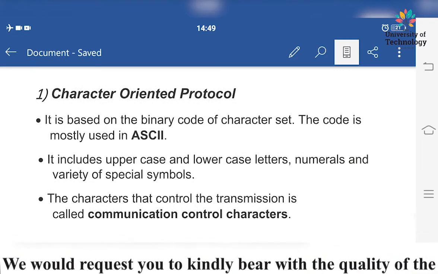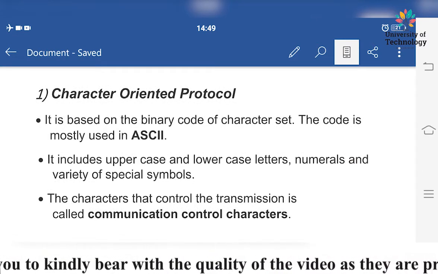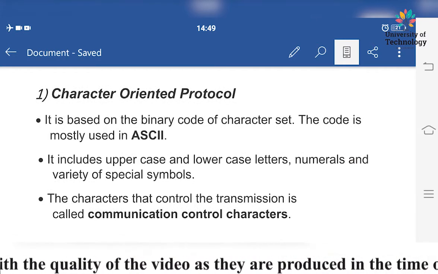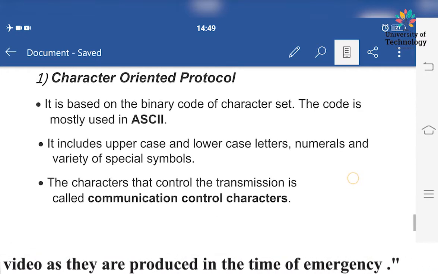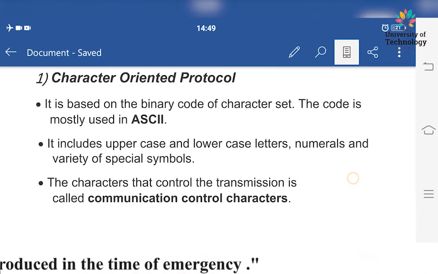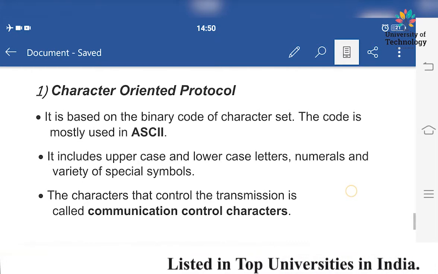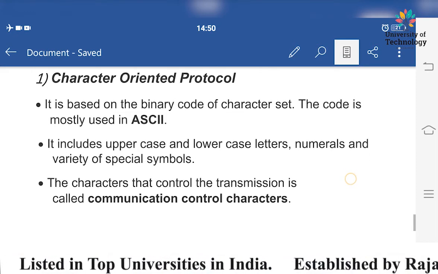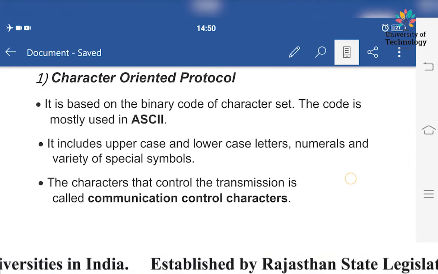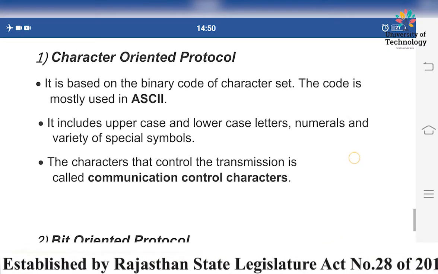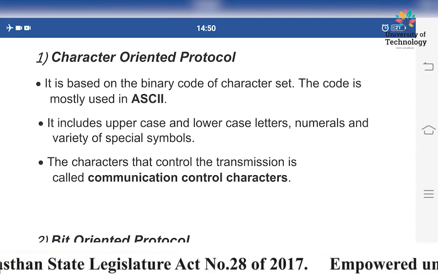In case of character oriented protocols, it is based on the binary code of a character set. The code is mostly used in the form of ASCII, and it includes uppercase and lowercase letters, numerals, and a variety of symbols.